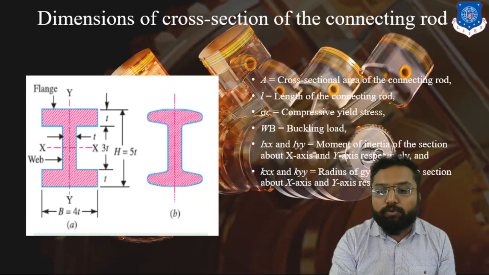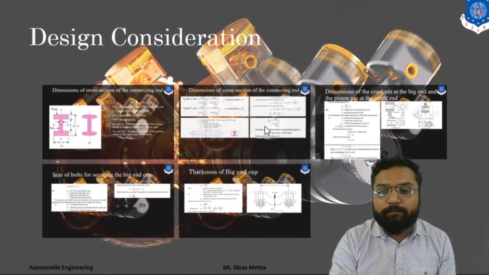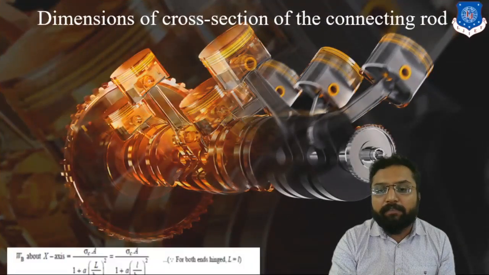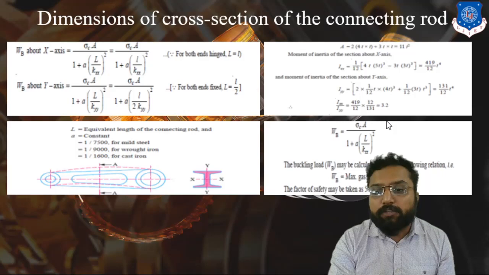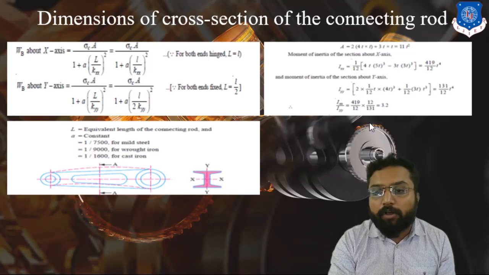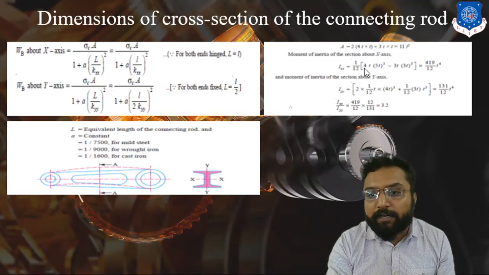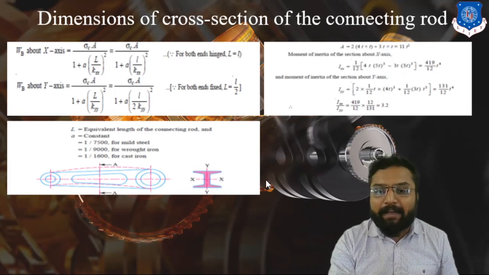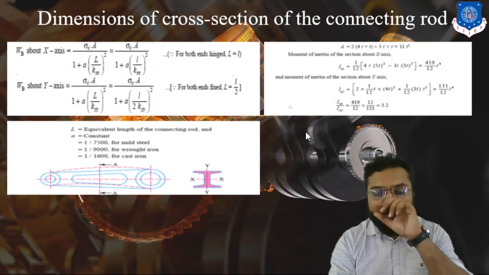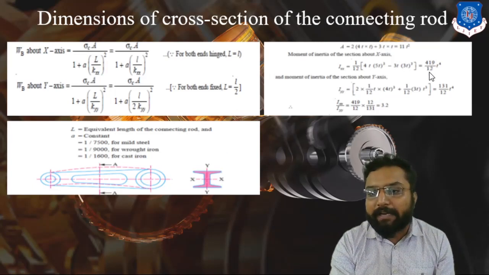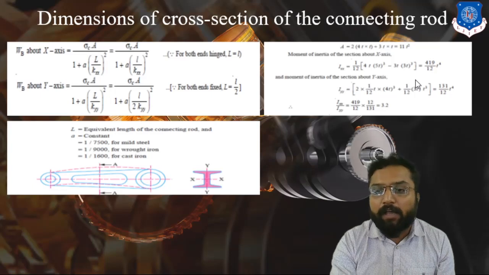So let's go back to that slide. In that slide, we have talked about this thing. In this case, you can see 4t into 5t cube minus 3t into 3t cube. So that is the subtracted area from the total overall rectangle. Clear? And that is 419 by 12 t raised to 4, which is our IXX.